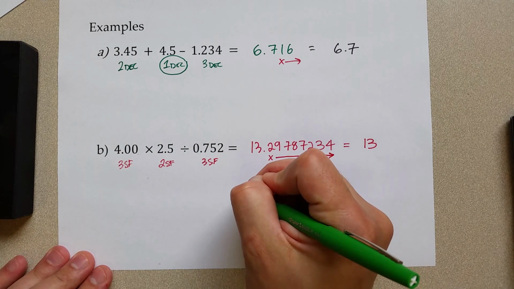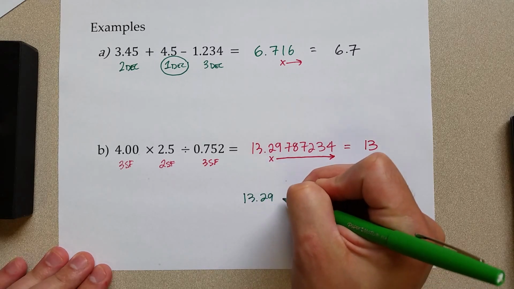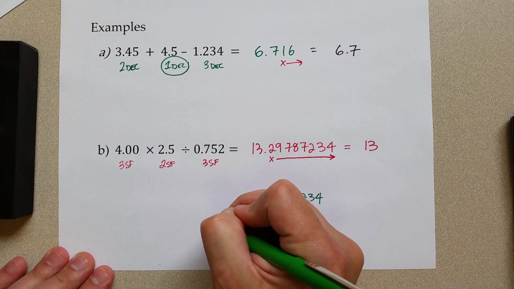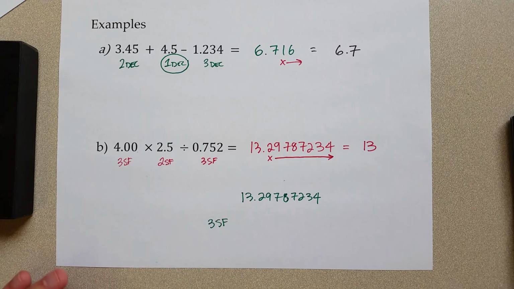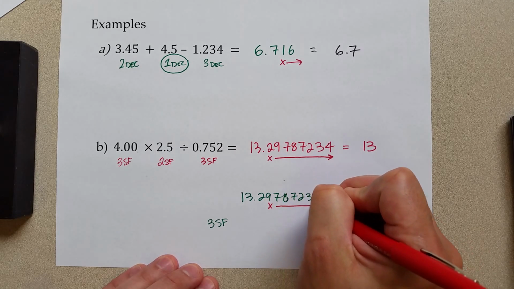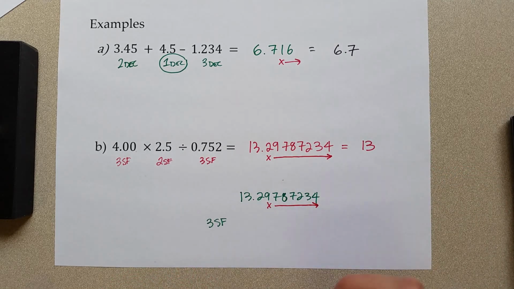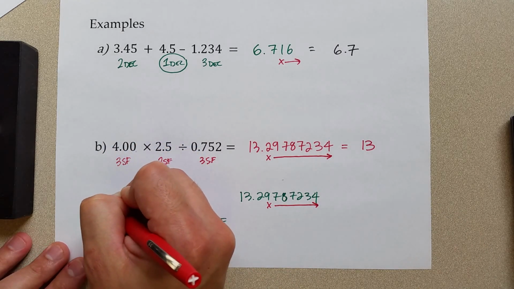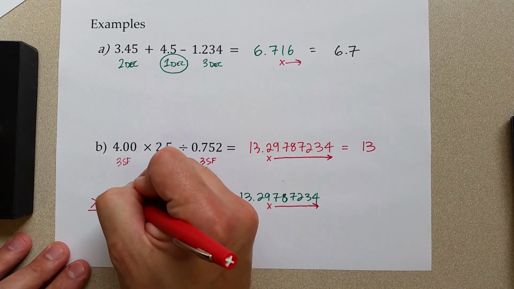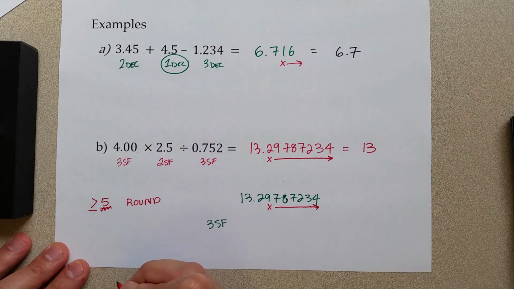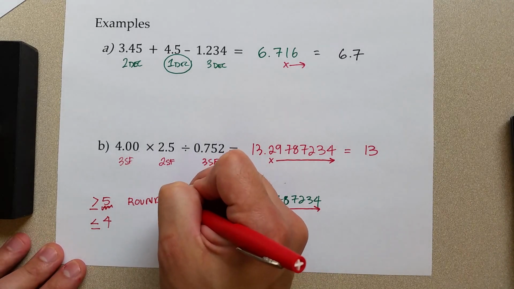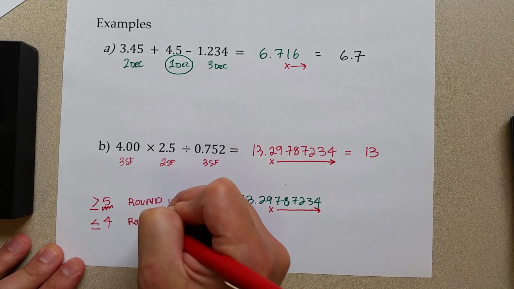Let's say, for instance, though, that this was 13.29787234, and we had to cut it down to 3 significant figures. Okay, we'd want to keep that tenths place, but in doing so, we're going to cut down this value, and here we can talk a little bit more about rounding rules. If the value we're cutting off is greater than or equal to 5, we are going to round up. If the value that we're cutting off is less than or equal to 4, we're going to round down or stay the same.